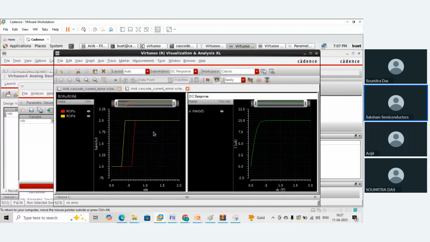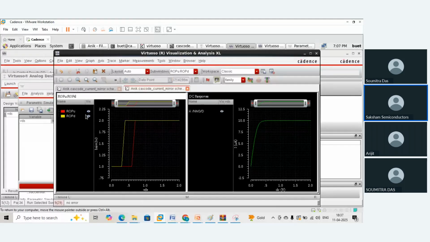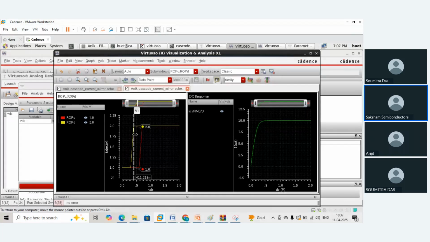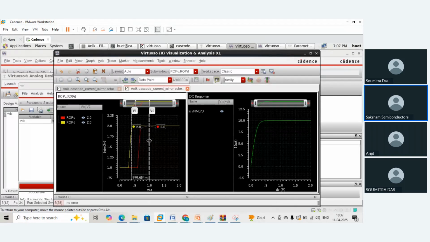values. So if you see, the red one is the upper transistor and the down one is the lower transistor. Now if I place my cursor over here, 2. So my down transistor, which is my yellow line, has already reached saturation at exactly what voltage? If I just mark the vertical line, at 392 millivolts only, the down transistor has reached the saturation region. But my upper transistor will reach saturation at 708 millivolts.